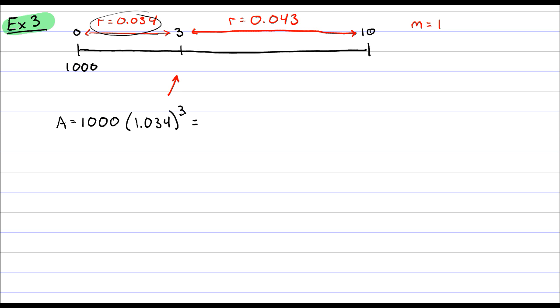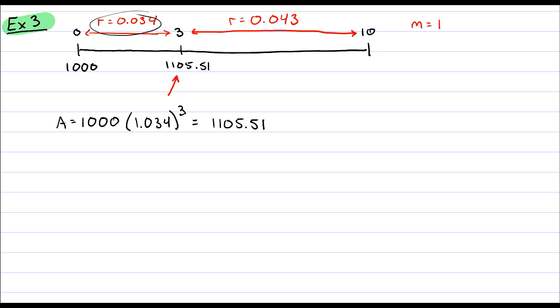Okay, so I calculate that, and I get $1,105.51. After 3 years, Dave's account is worth $1,105.51. So this is when he takes that money out, then reinvests it into a different account, and then leaves it there until 10 years total have passed.